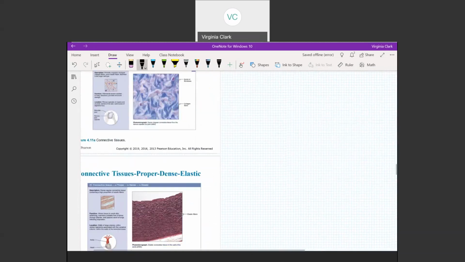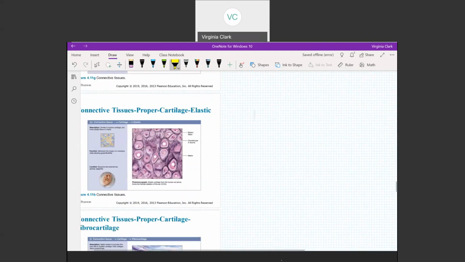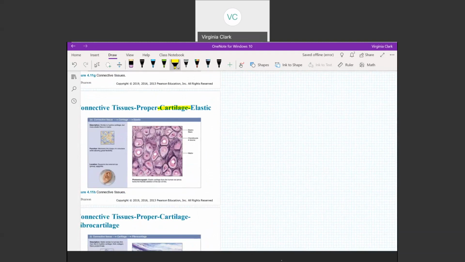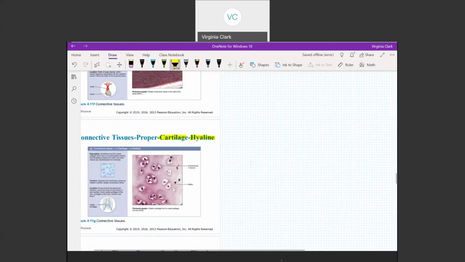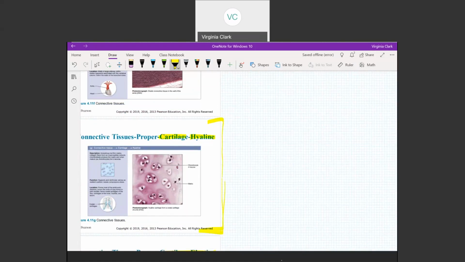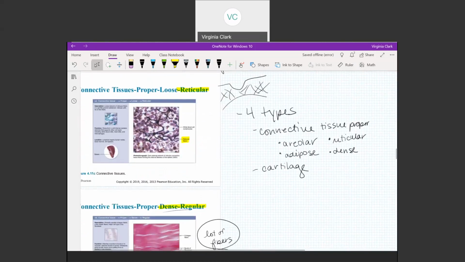Cartilage will be essentially, here is an example of hyaline cartilage, and here is an example of elastic cartilage, and here is an example of fibrocartilage. For lab, the best one to look at is hyaline cartilage. So this is the one I would look at when you're looking at this. But cartilage is going to be one of the types of connective tissue. And then you're going to have bone.